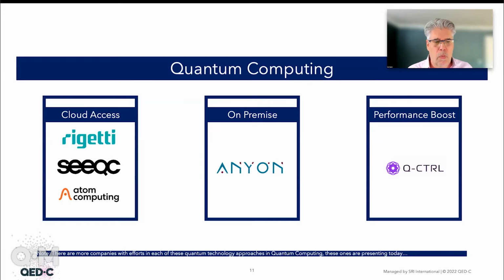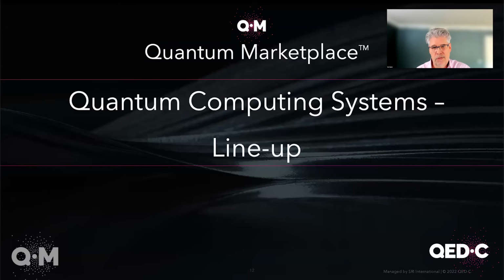Okay, and then also one unique thing about today is the three companies on the left that are presenting today are predominantly looking at a cloud access model. It's not to say they're not looking at on-premise in the future, but Anyon, who is presenting today, has a model of targeting on-premise only. So for selling to high-performance data centers, you can actually do that classical and high performance together on site rather than in the cloud. And then also we have Q-CTRL today, which sells performance boosting capabilities to make these quantum computers run much faster. So we'll be hearing more about that today as well.